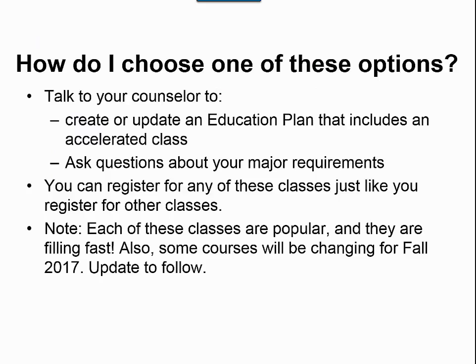How do I choose one of these options? Talk to your counselor to create or update an educational plan that includes an accelerated class. Ask questions about your major requirements. You can register for any of these classes just like you register for other classes. Note, each of these classes is popular and they are filling fast. Also, some courses will be changing for fall of 2017 as well as 2016. An update to follow.